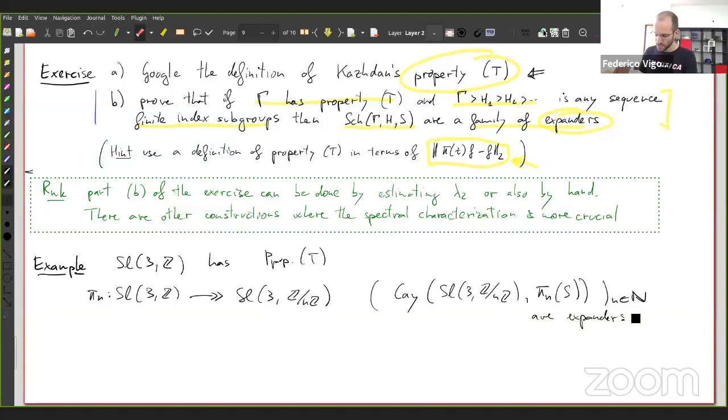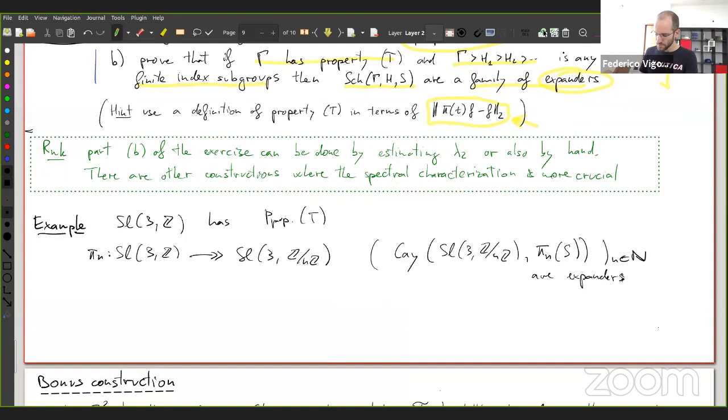Expanders for the E. Okay. So this time I went faster than last time, so I also have time for a little bit of a bonus construction. First off, are there any questions so far?